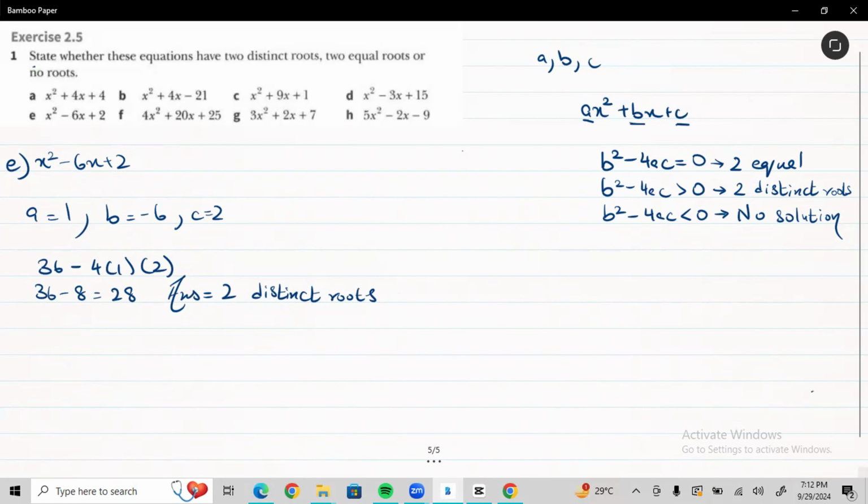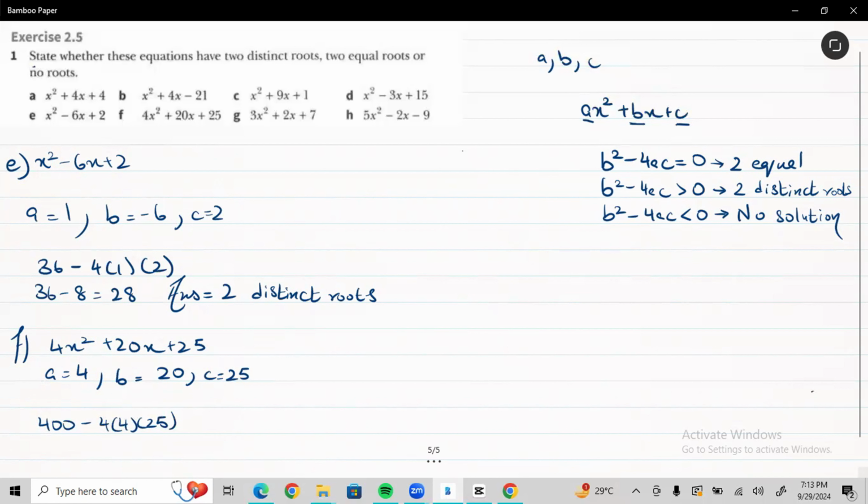Okay, for part F, we have something similar. We have 4x squared plus 20x plus 25. So for this one, a is equal to 4, b is equal to 20, and c is equal to positive 25. So b squared, 20 squared, is equal to 400, minus 4 multiplied by a, which is 4, multiplied by c. So 25 multiplied by 4 4s is 16, so it's going to be 400 minus 400, which is equal to 0.